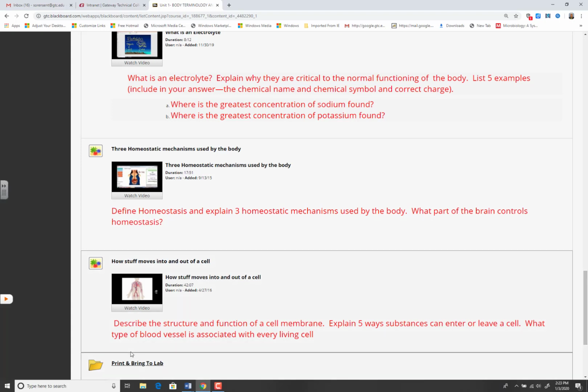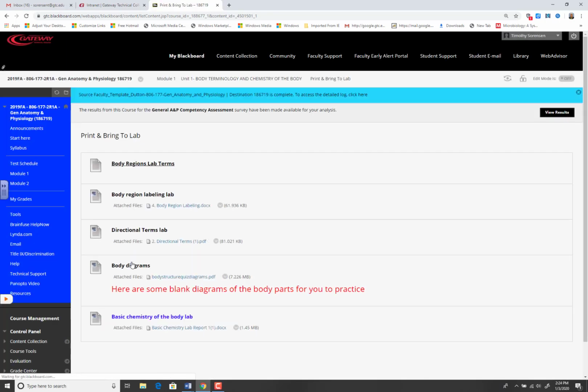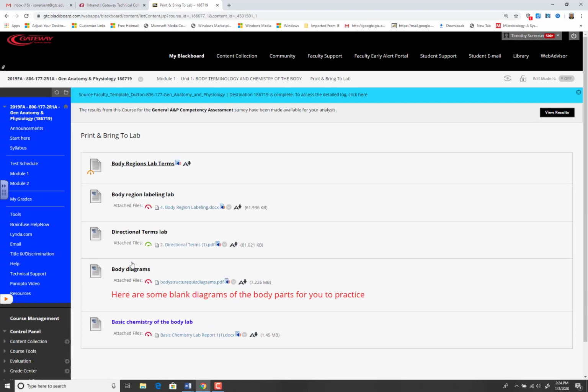Now, there's a little tab here. Print off, bring to lab, right? This is where you're going to learn some of the body regions and terms, right? Then I have an activity for you for the body region labeling lab. And then I also put some body diagrams. They're blank diagrams for you to practice.